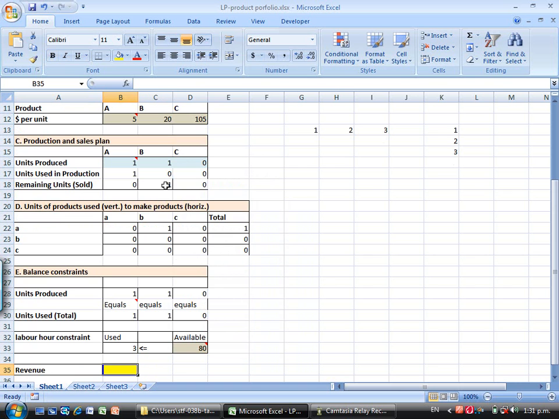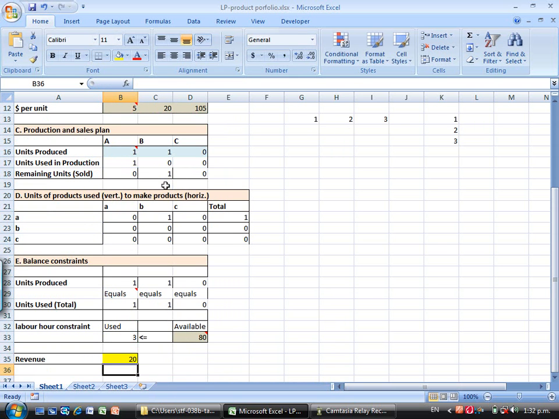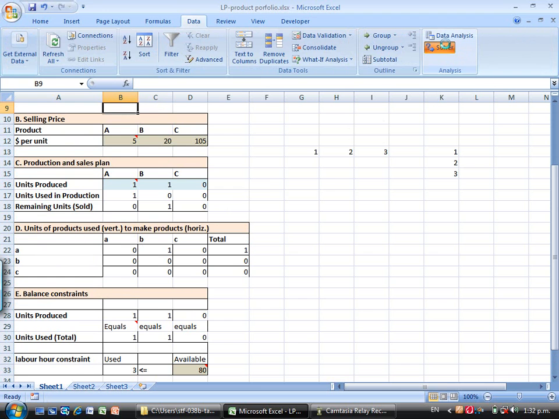Now, revenue will be equal to the number of units sold by the price per unit, so we're going to equal to the sum product of units sold multiplied by the price per unit. Now I think we've got everything we need in the table, and what we're going to try and do now is run solver and try and get a good solution. So we'll load up solver.